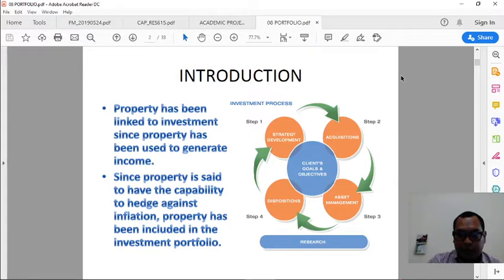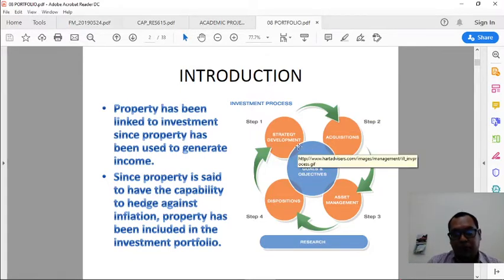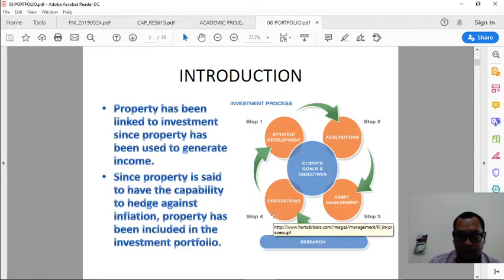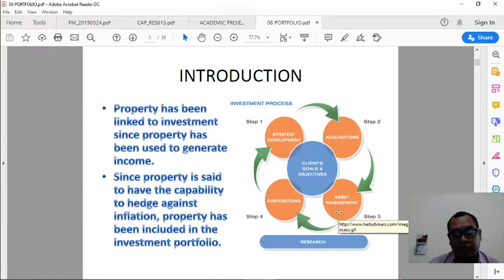Okay, so these are some of the steps that we can try to adopt. The first one is trying to develop strategies. Step number two, the acquisition of the properties. Step number three, the asset management. Step number four, the disposition. So property management is part of the larger aspect of asset management.